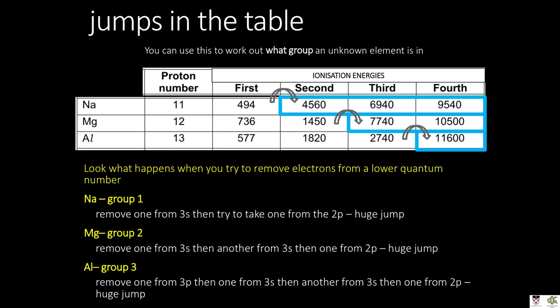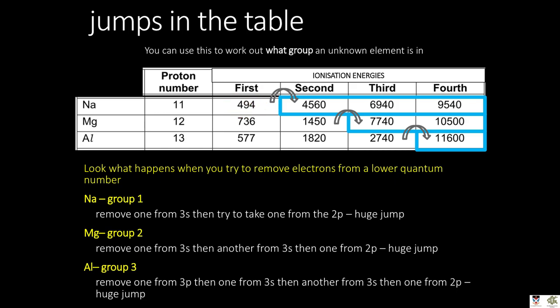If we look at a few examples, here we have sodium, and if we look at the magnitude of these values, the amount of energy needed to remove each of the consecutive electrons, the first ionization energy is 494, and then we jump up to 4560. So there's quite a big jump from the first to the second ionization energy for sodium, and then there's a relatively steady increase from second to third to fourth. Why is that? You have to consider the electron configuration of sodium and the electrons that we remove. So for sodium, it's in group 1.